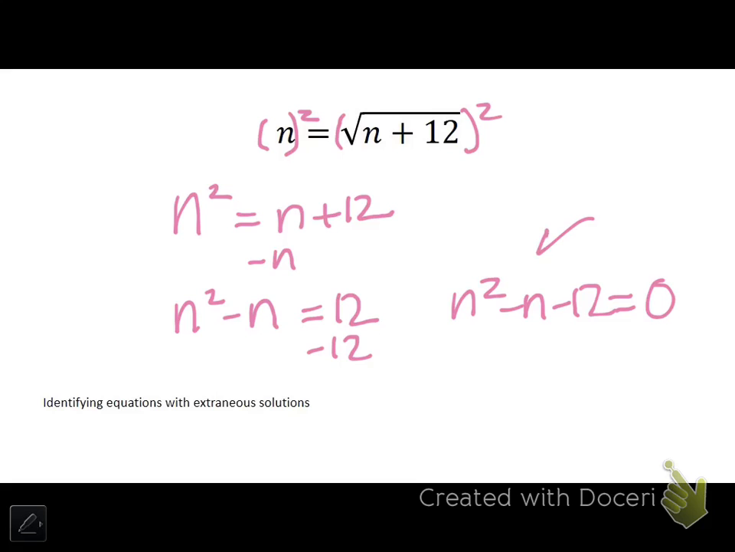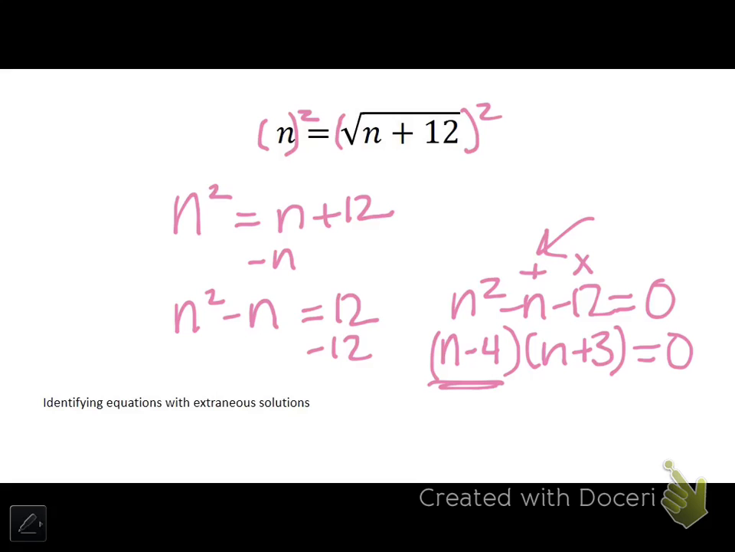Okay, and then this is a quadratic equation that we can factor. So two things that multiply to get me negative 12, add to get me negative 1. We can do n minus 4 and n plus 3. Okay, so here we're going to use the zero product property, so something a little bit new.